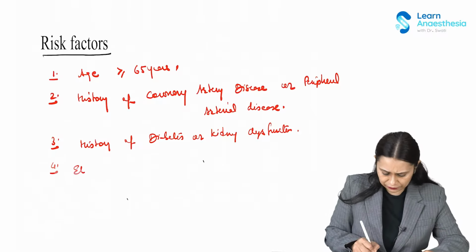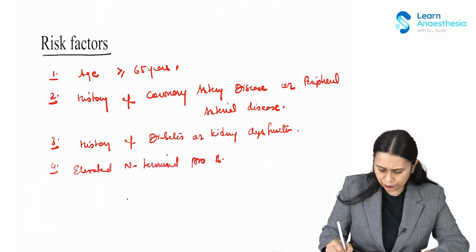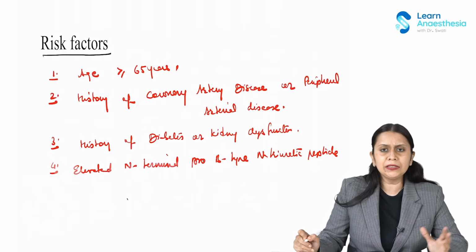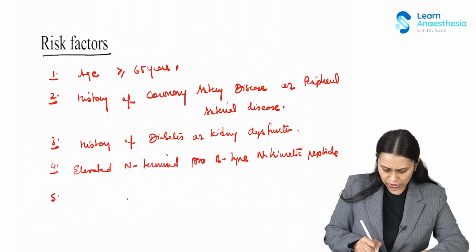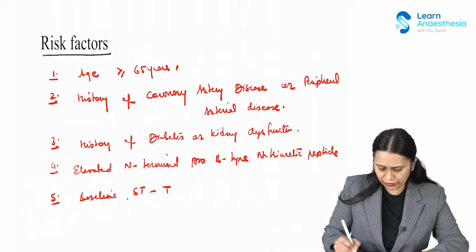So elevated N-terminal pro-B type natriuretic peptide, right? Then patient already having ECG ST-T changes, baseline ST-T changes. So patient with baseline T wave changes.